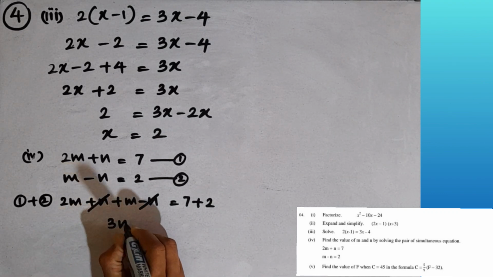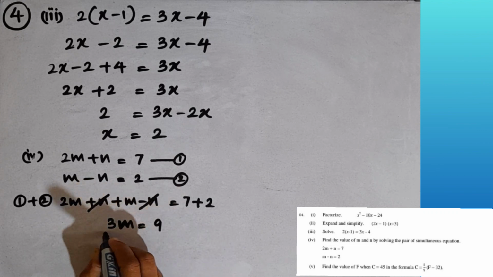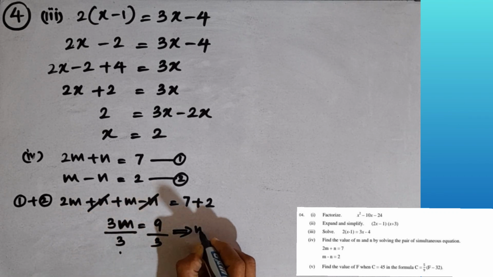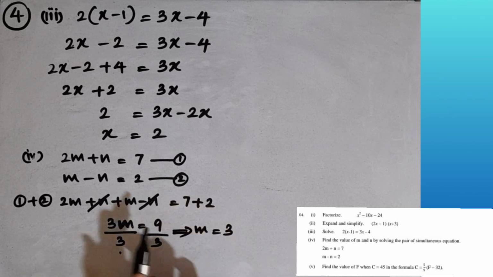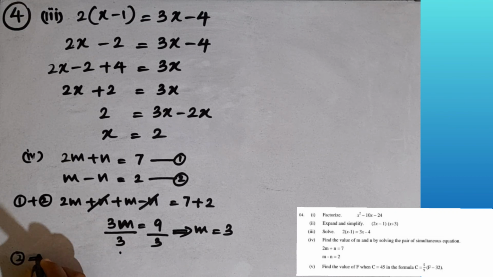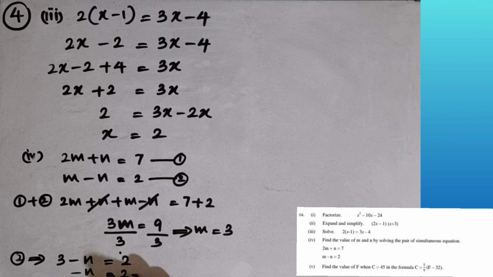Then 3m equals 9. Then divide by 3 on both sides. Then m equals 3. Then we can substitute this in the first or second equation. I am taking the second equation. m is 3, so 3 minus n equals 2. Then minus n equals 2 minus 3, that is minus 1. So n equals 1. These are the answers: n equals 1, then m equals plus 3.